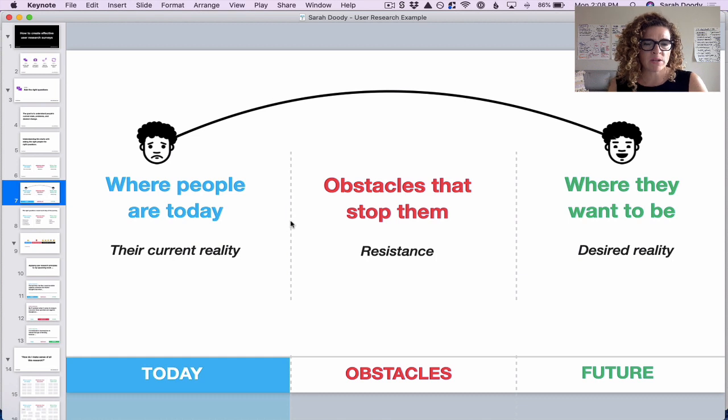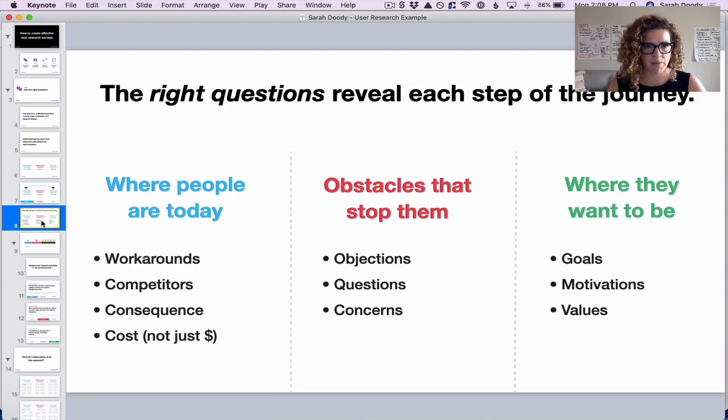So how do we build a survey that helps us understand these things? There's many parts to it, and I'm going to show you the example of my exact survey, but it starts with asking the right questions at each step. And every question that I ask in a survey is really designed to fall into one of these three buckets. Each question is aimed to understand a little bit about where people are today, or obstacles that are stopping them, or where they want to be in the future.